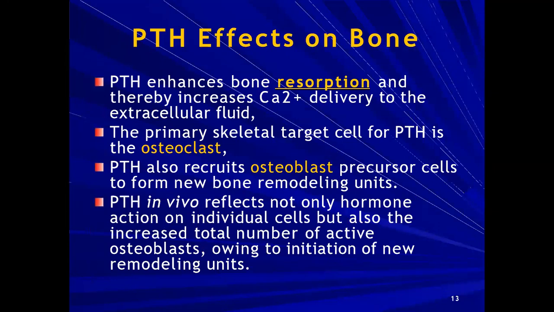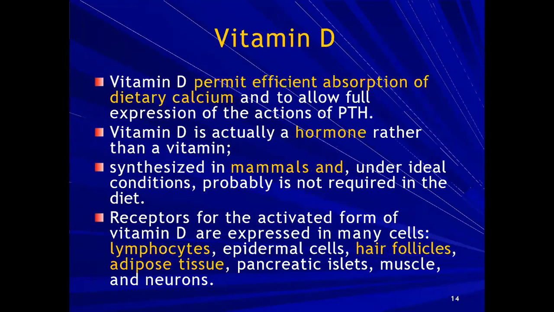So what is the effect of parathyroid hormone on our bones? The parathyroid hormone enhances bone resorption and thereby increases calcium in the extracellular fluids. The primary skeletal target cells of parathyroid hormone are the osteoclasts, because these are the precursor cells that form new bone. That is the remodeling unit of the bone.